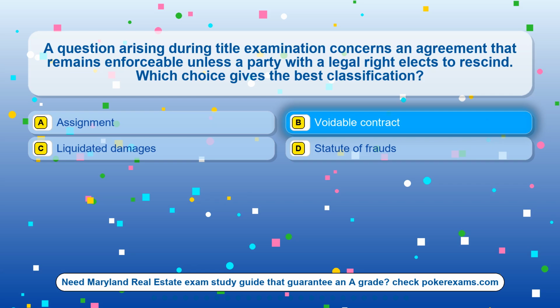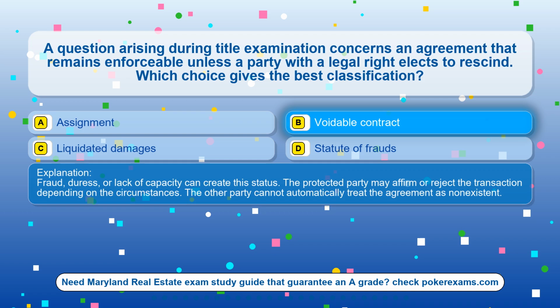The correct answer is option B, voidable contract. Fraud, duress, or lack of capacity can create this status. The protected party may affirm or reject the transaction depending on the circumstances. The other party cannot automatically treat the agreement as non-existent.